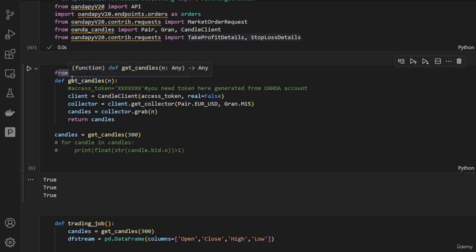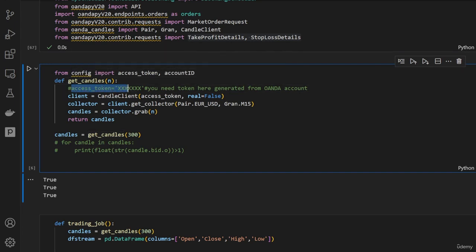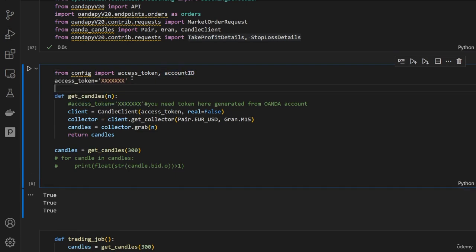And if you don't want to put these into a config file, you can simply define these as variables here. So you can put the access_token, for example. You can define it as a global variable. You can put it here, whatever the token is. And we can also put the account ID, for example, right here, equal to whatever the account ID is. This would avoid you defining a config file and importing from a config file if you don't like it.